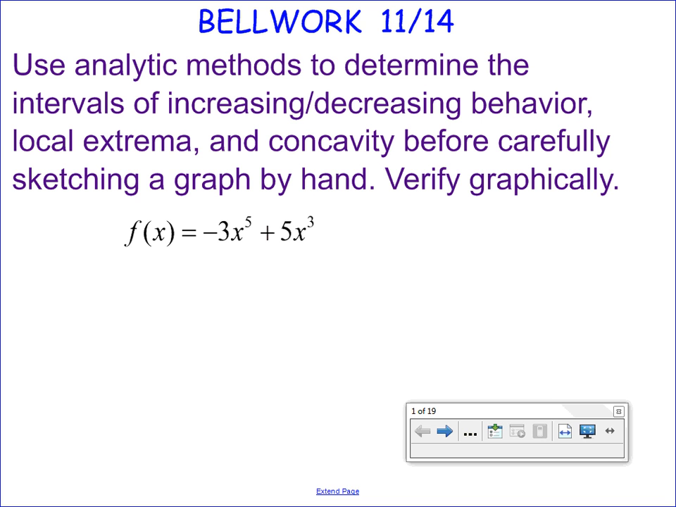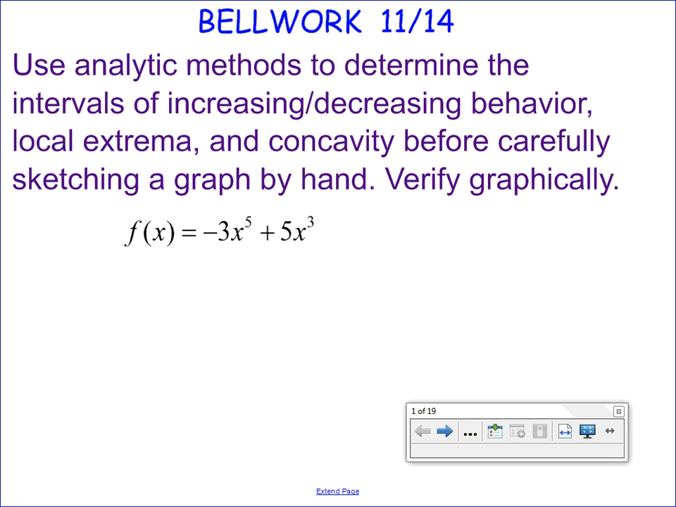We want intervals of increasing versus decreasing behavior. Which derivative is that? Increasing versus decreasing behavior, Riley? The first derivative. First derivative is good, and then concavity, right? Concavity, which derivative is that? Sophia? Second derivative, and so let's go ahead and we'll go in order here.